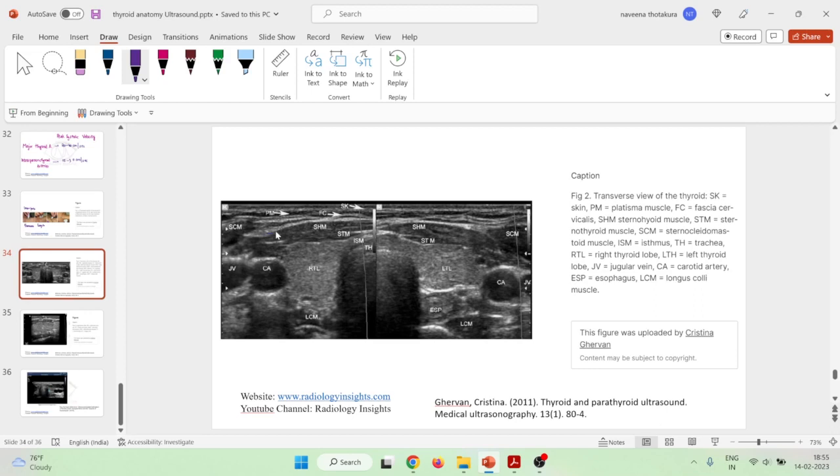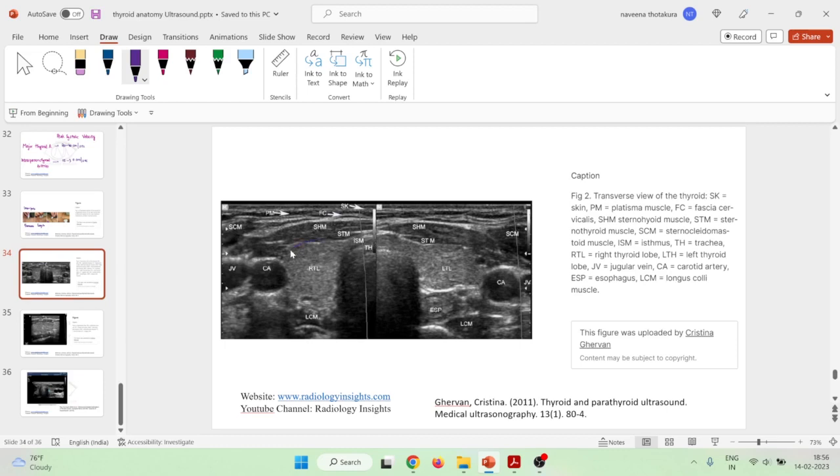Below that, here you have this muscle. Okay, this is the sternohyoid muscle. Below that, we have the sternothyroid muscle. So what are they? First superficial structure we have skin, followed by platysma muscle. Then we have fascia cervicalis. Then we have two muscles: one is the sternohyoid muscle, then we have the sternothyroid muscle.